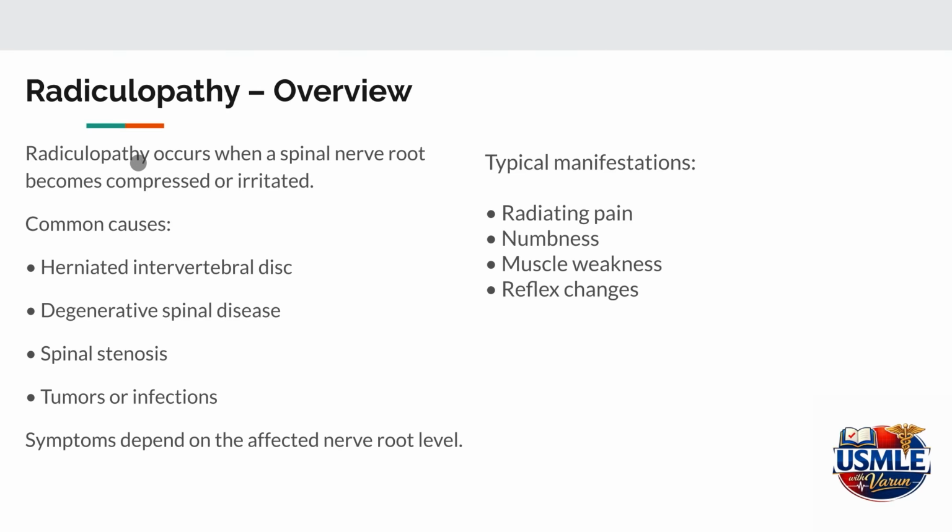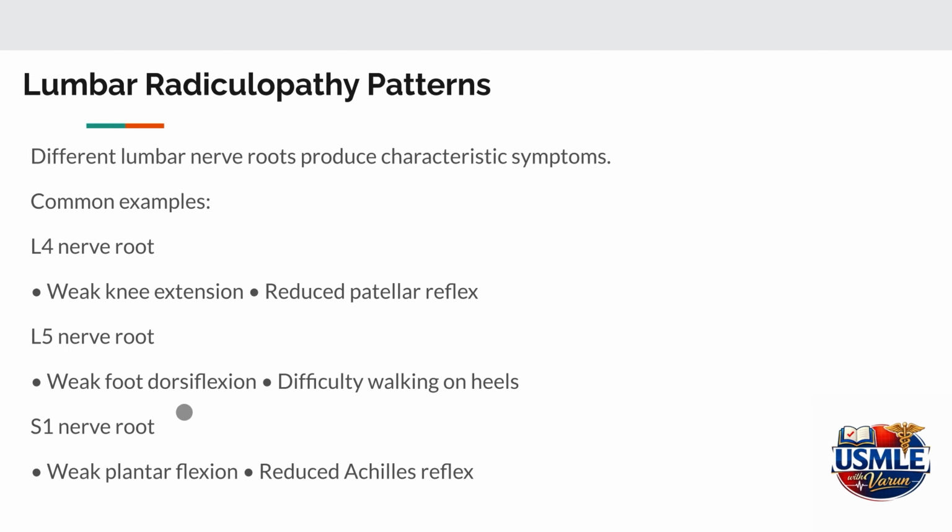Radiculopathy refers to dysfunction of a spinal nerve root. This usually occurs when the nerve root becomes compressed or irritated. The most common cause is herniated intervertebral disc, but other causes include degenerative spinal disease, spinal stenosis, tumors, and infections. Symptoms might vary depending on which nerve root is affected, but they often include radiating pain, numbness, weakness, and change in reflexes.